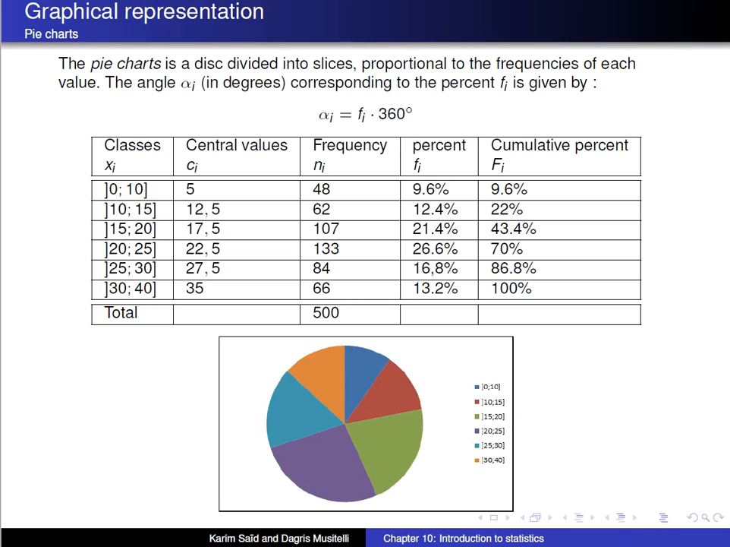Hello everyone! In this video we're gonna see the graphical representations. The first one is a very easy one that you already know. It's called the pie chart.